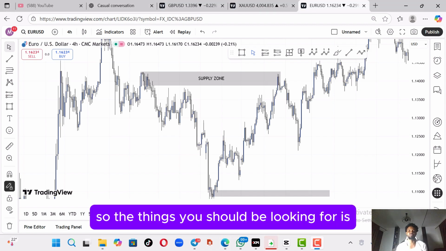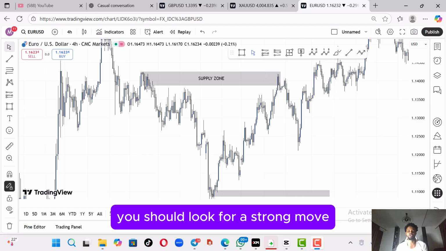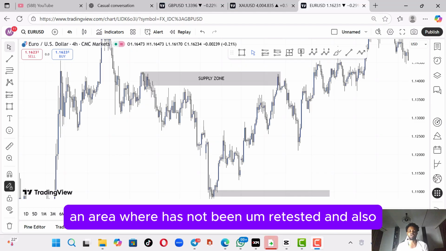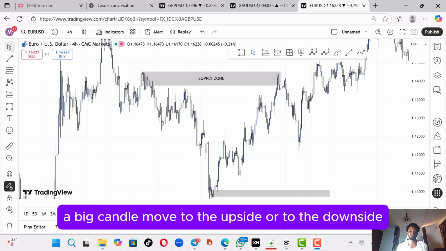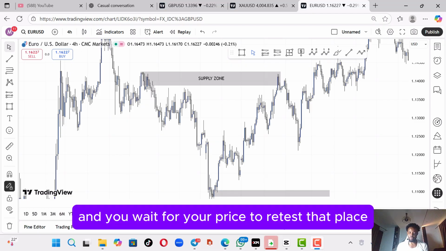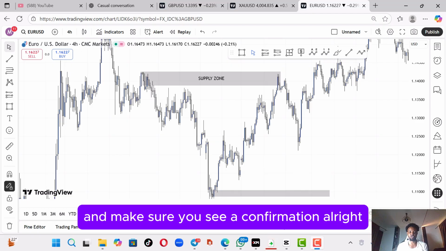So the things you should be looking for is a strong move, an area that has not been retested, and also a big candle move to the upside or to the downside. And you wait for your price to retest that place and make sure you see a confirmation.